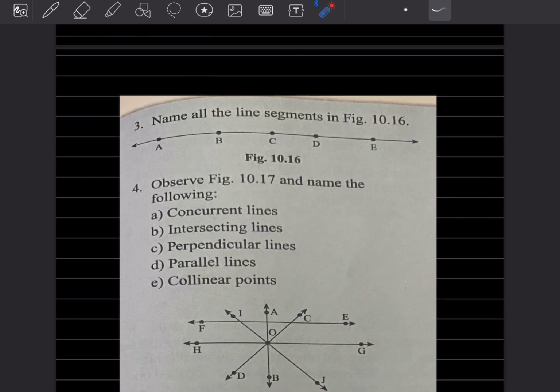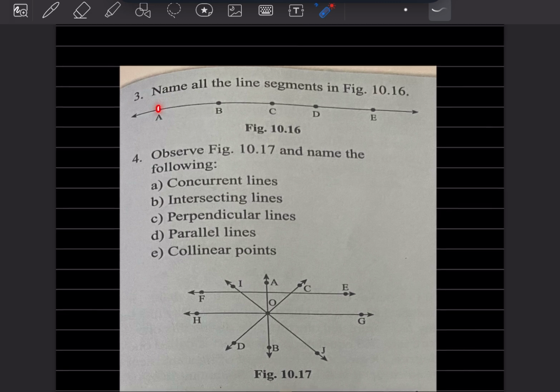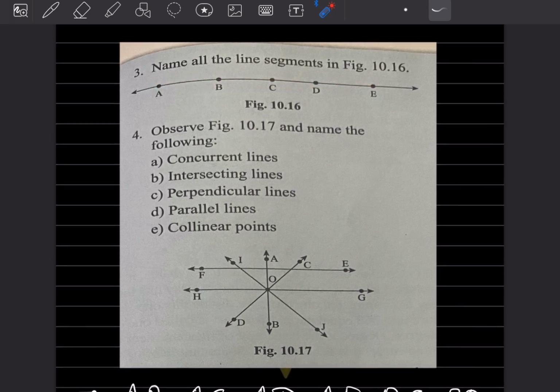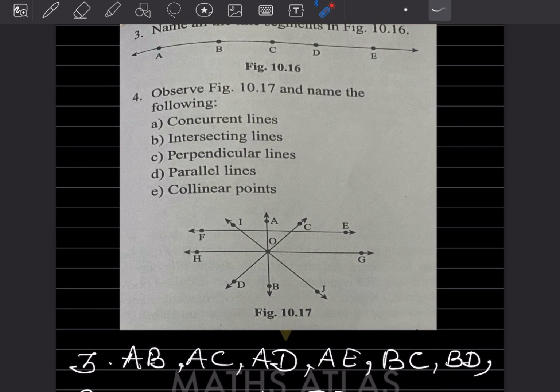So now here, third and fourth, again, this is pasted here. Name all the line segments in figure 10.16. So this is the figure given. So line segments, as I told you, will be AB, then AC, AD, AE. Then the other line segments are BC, BD, BE, then CD, CE, and DE. So these are all the line segments. So this is the answer for the third one.